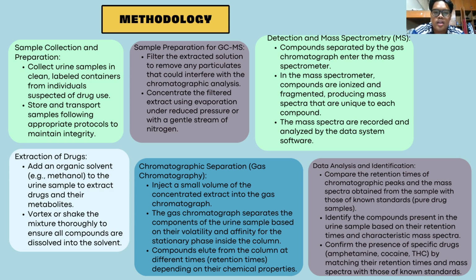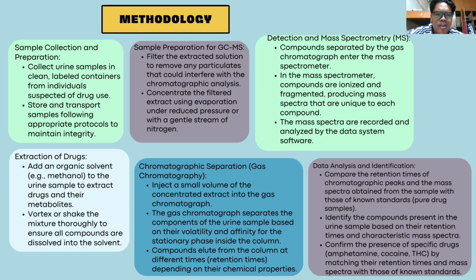Chromatographic separation, gas chromatography. Inject a small volume of the concentrated extraction into the gas chromatograph. The gas chromatograph separates the components of the urine sample based on their volatility and affinity for the stationary phase inside the column. Compounds elute from the column at different times, retention times, depending on their chemical properties.